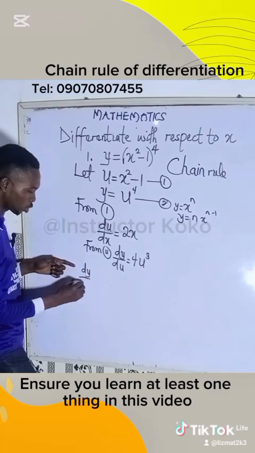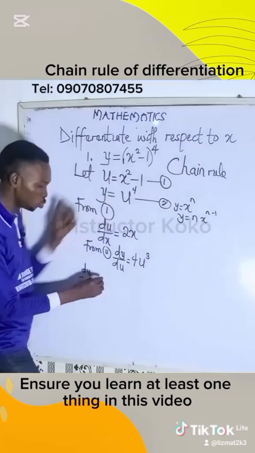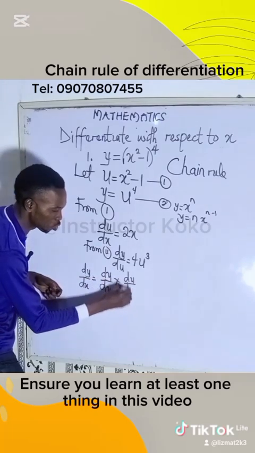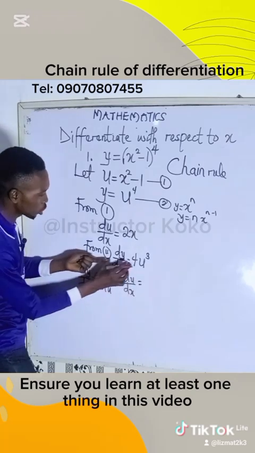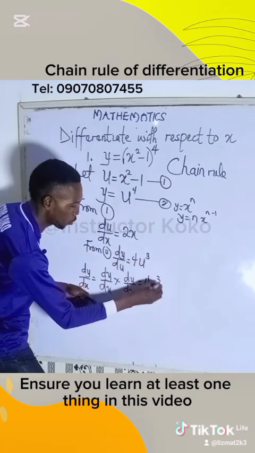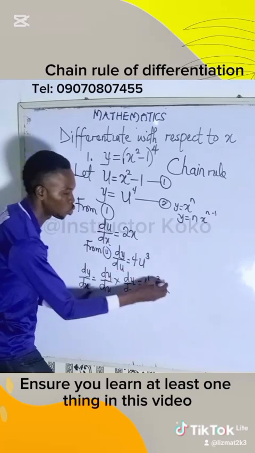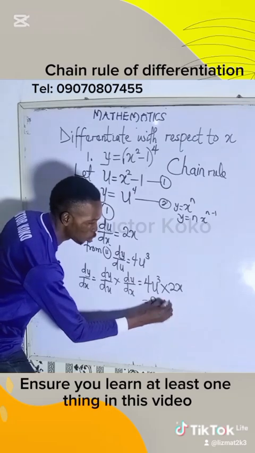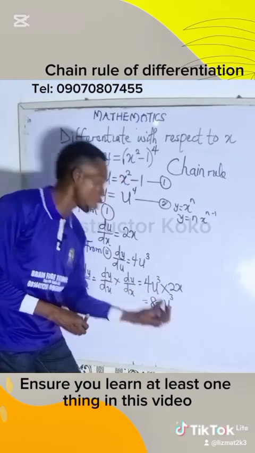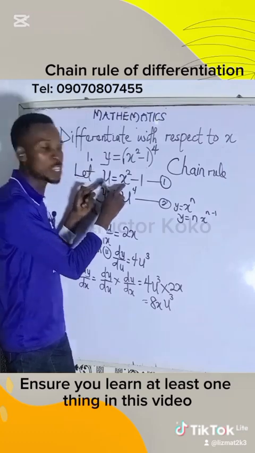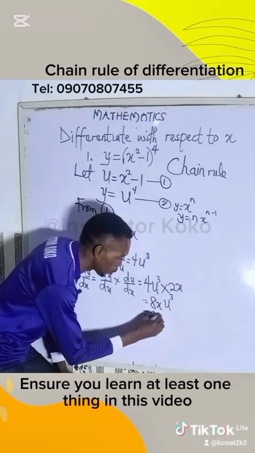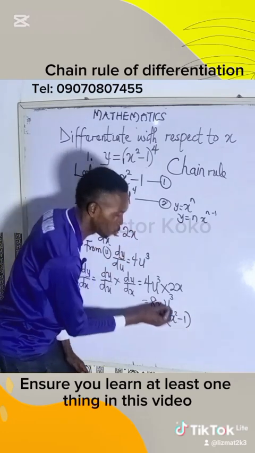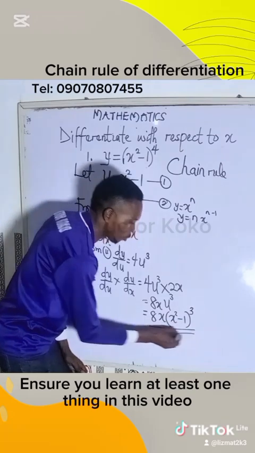Now, dy dx, which you are looking for, is equal to, from chain rule, dy du multiplied by du dx. That is, what do you get for dy du? That is 4u raised to power 3. I'll multiply by du dx, which is 2x. Can you see? So 4 multiplied by 2, I'll get 8x. Then I have u raised to power 3. Of course, you will not leave this u. You have to replace this u with x squared minus 1. So it means this becomes 8x open bracket, u is x squared minus 1, you close the bracket, then you raise it to power of 3. You have solved that question.